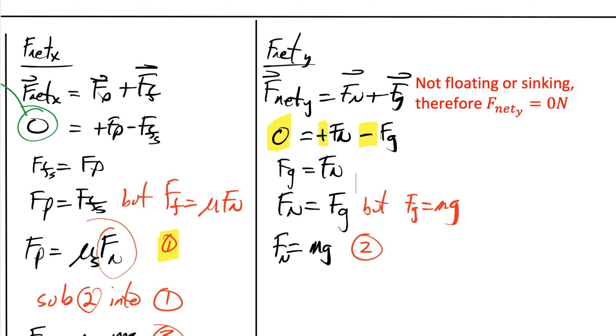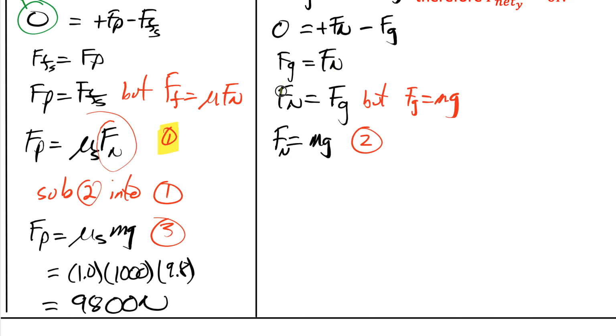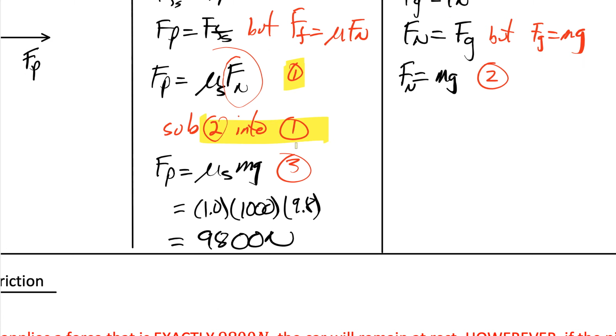Normal force is positive, force of gravity is negative. Bringing the force of gravity term to the other side, we get Fg equals Fn. Turning the equation around, I get Fn is equal to Fg, but we know that Fg is equal to mg, that's equal to the weight. So therefore, Fn is equal to mg, and that's going to be my equation number 2. I sub 2 into 1, and I get the force of the pickup truck is equal to mu s mg. And this is a new equation, equation number 3.